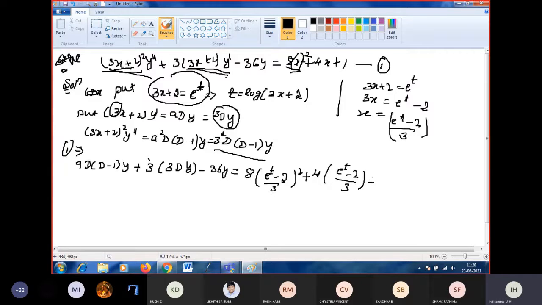Now we have to simplify both LHS and RHS. So now take common y in the left hand side. 9d into d is 9d square, minus 9d, plus 3 dy is 3d. I took y common: 9d square minus 9d plus 3d, next minus 36. Is it right for the left hand side? Yes, ma'am.